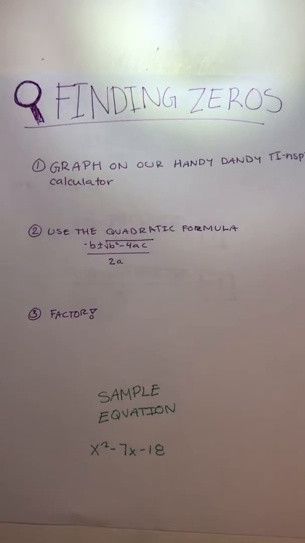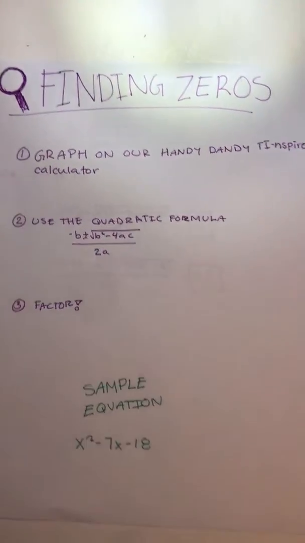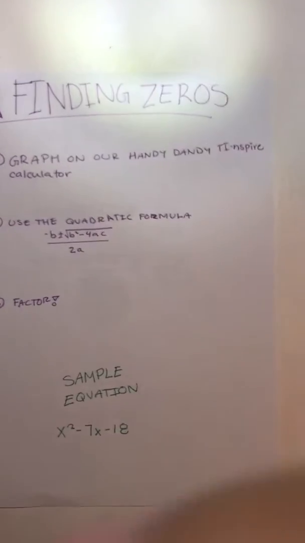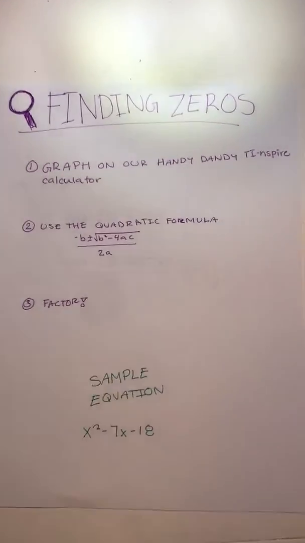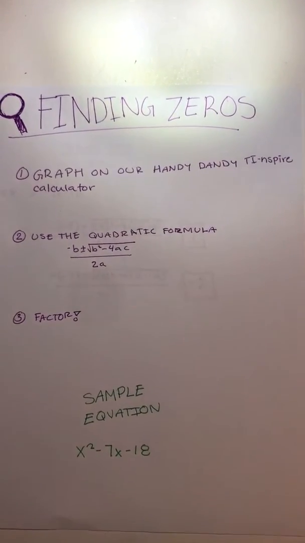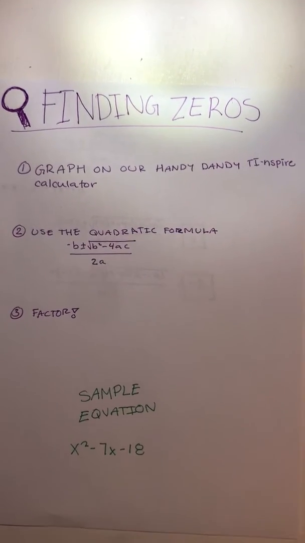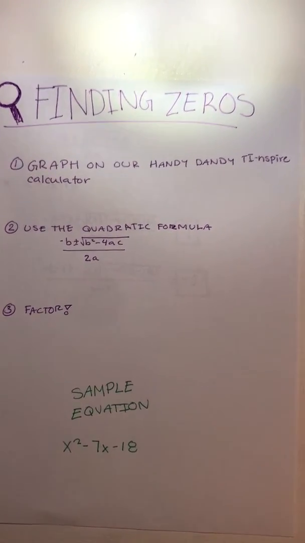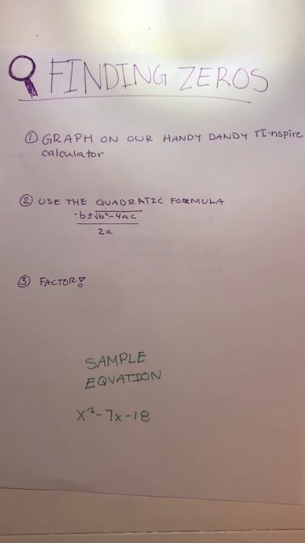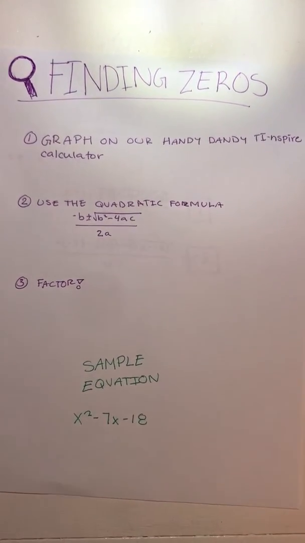Another thing that's very important is finding the zeros. So first, we have an option to graph it on our handy-dandy TI-Nspire calculator. And then the next is to use the quadratic formula, which is -b plus or minus the square root of b squared minus 4 times a times c, all divided by 2 times a. And the other option is, of course, to factor.